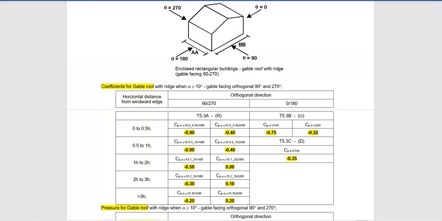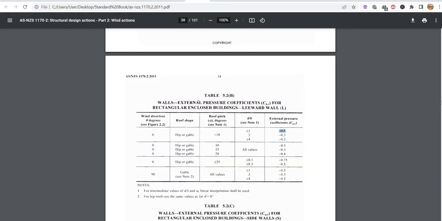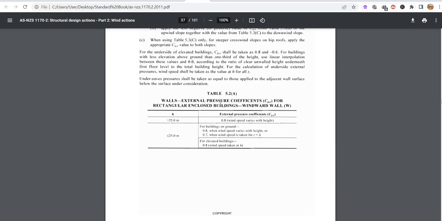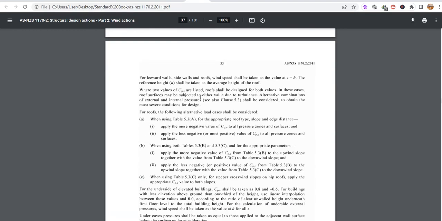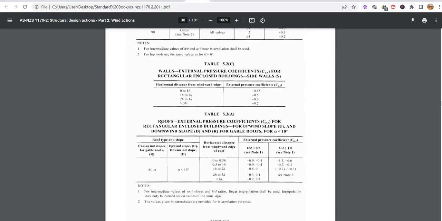If you go to the code, go up here. Okay, roof. For roof external pressure coefficient CPE, rectangular enclosed building, for all values, which is the value in this case, my slope is 10 degrees. We have this particular 0 to 0.5h, 0.5 to 1h, 1h to 2h, 2h to 3h, and greater than 3h.